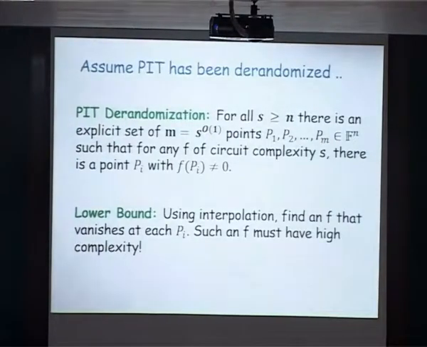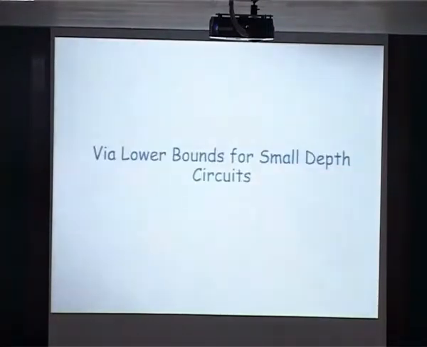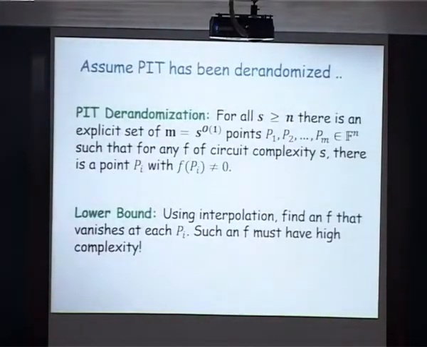So here it should be for any non-zero f of circuit complexity f, f of t is non-zero, and so we will see more talks about identity testing.